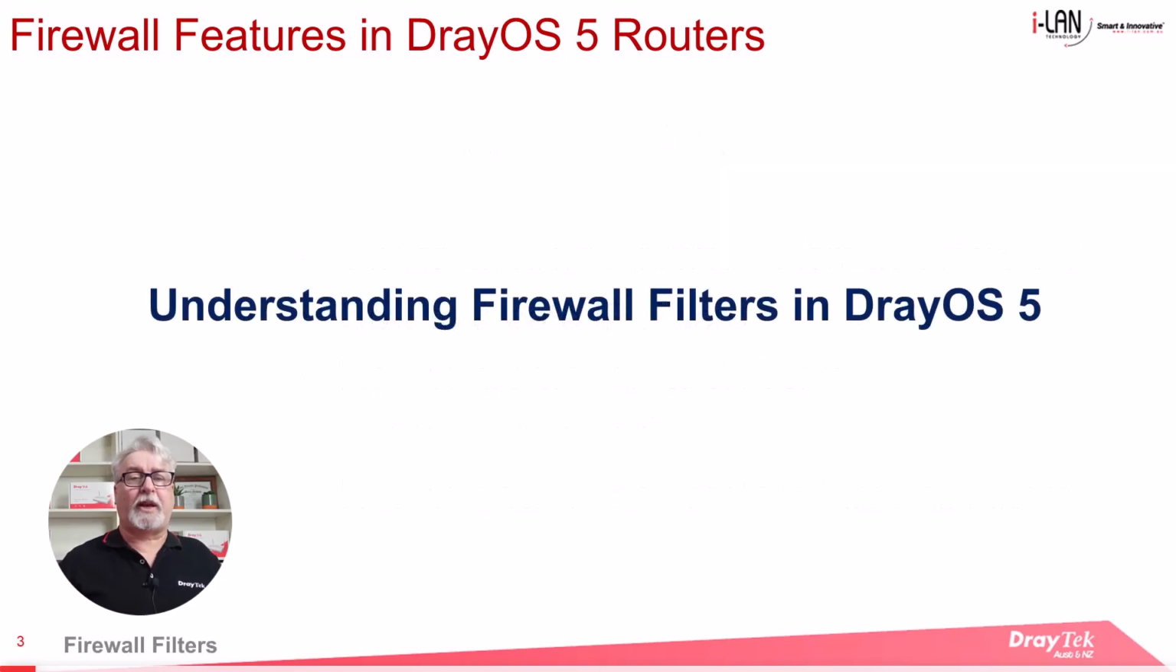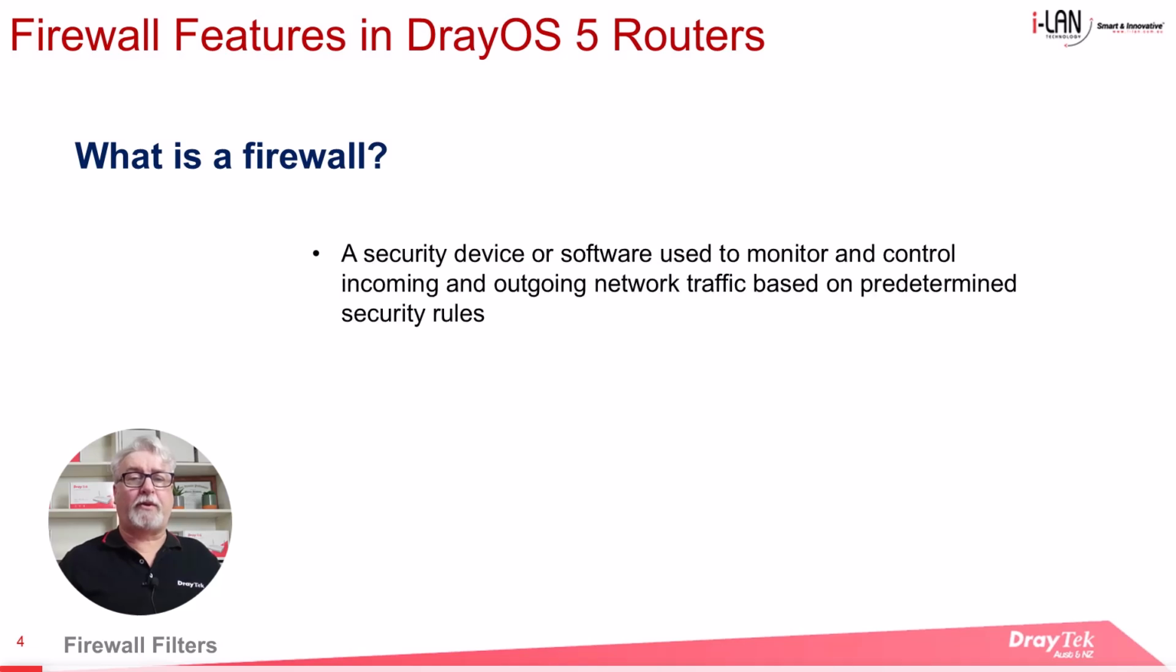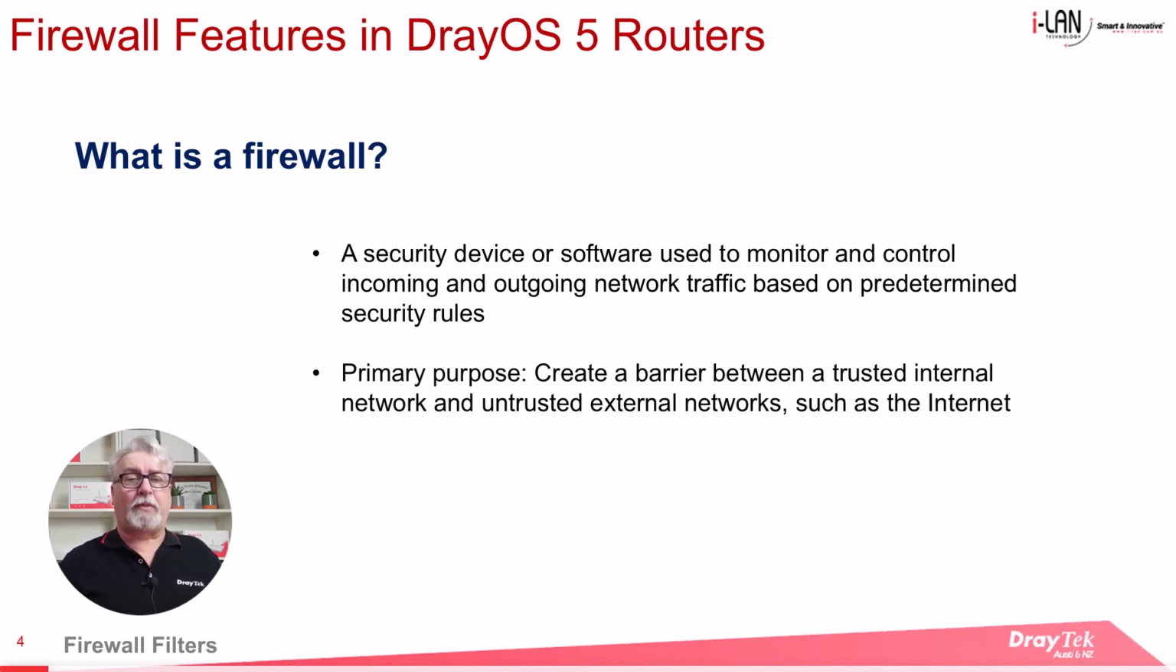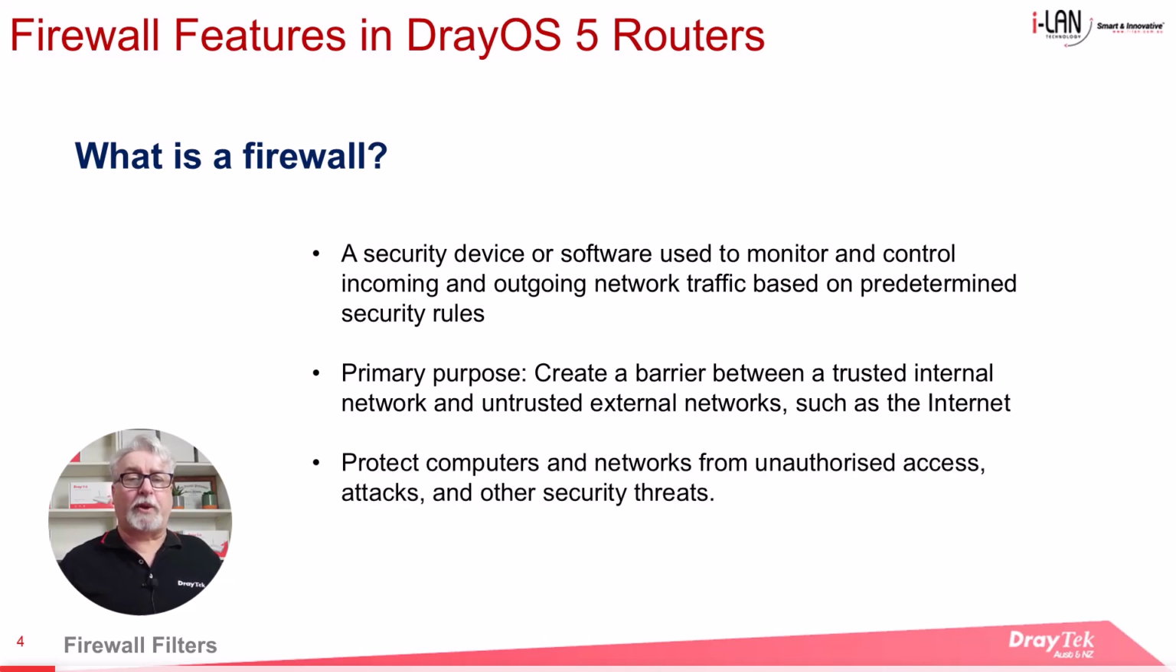Before we get into it, let's take a look at what a firewall is and what firewall filters are. A firewall is a security device or software used to monitor and control incoming and outgoing network traffic based on predetermined security rules. Its primary purpose is to create a barrier between a trusted internal network and untrusted external networks such as the internet. Firewalls help protect computers and networks from unauthorized access, attacks, and other security threats.